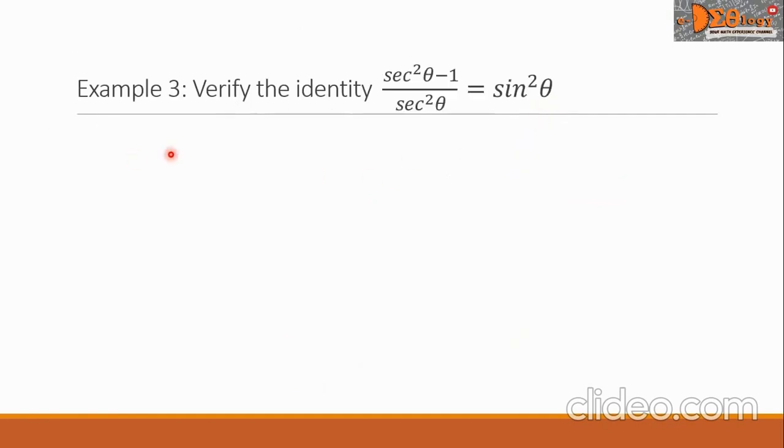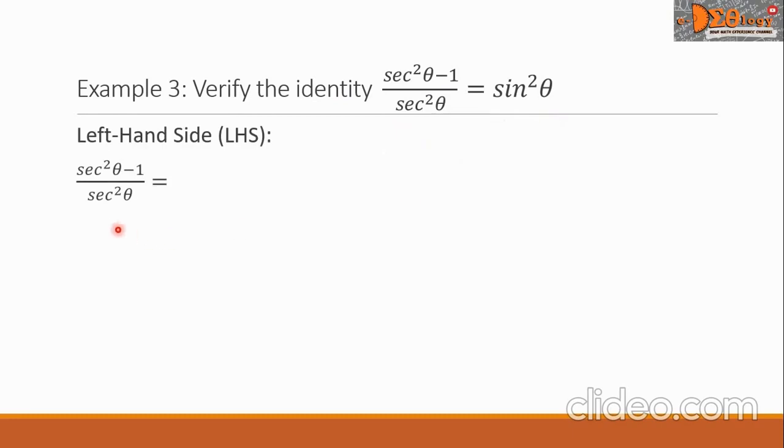Let us have example 3. Verify the identity: the fraction with numerator secant square theta minus 1 all over secant square theta equals sine square theta. In this problem, the right hand side is simple. The left hand side is a fraction. So we will simplify the left hand side to equal the right hand side.